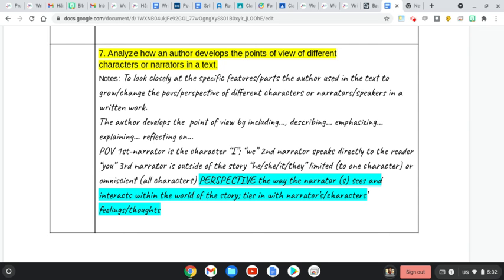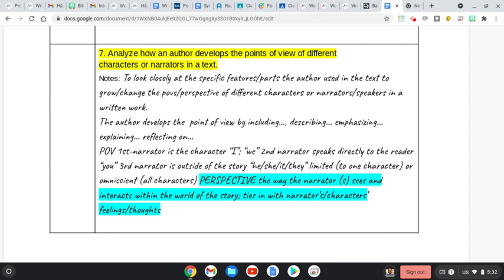But the key thing here for this phase as we develop these ideas is focusing on the perspective of the piece. We need to move beyond first, second, and third person and really think about the perspective, which is the way the character sees and interacts within the world of the story. Yes, that does sound like it ties in with characterization, characters' feelings and thoughts. But the key indicator here is that sometimes the narrator is not the same as the characters. So perspective of narrators is slightly different than characterization.